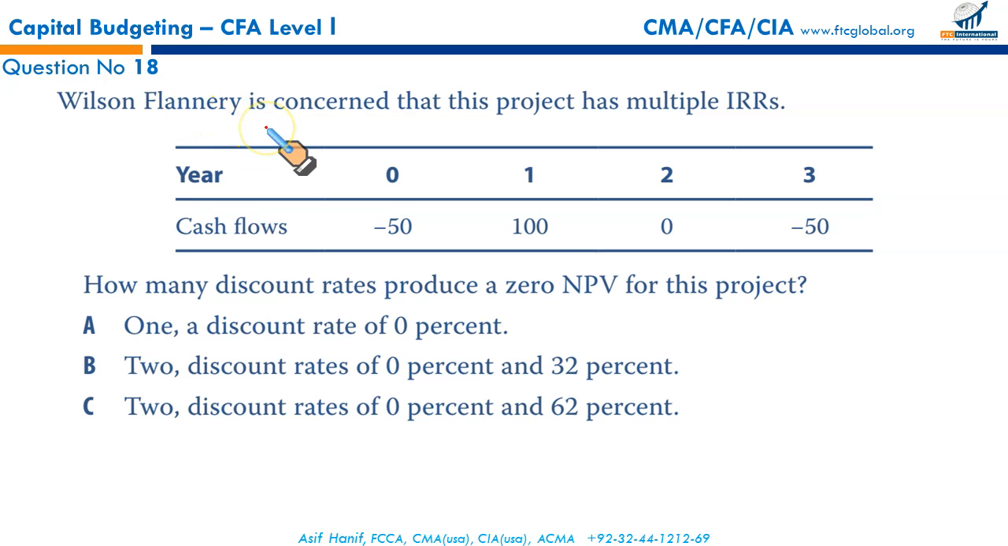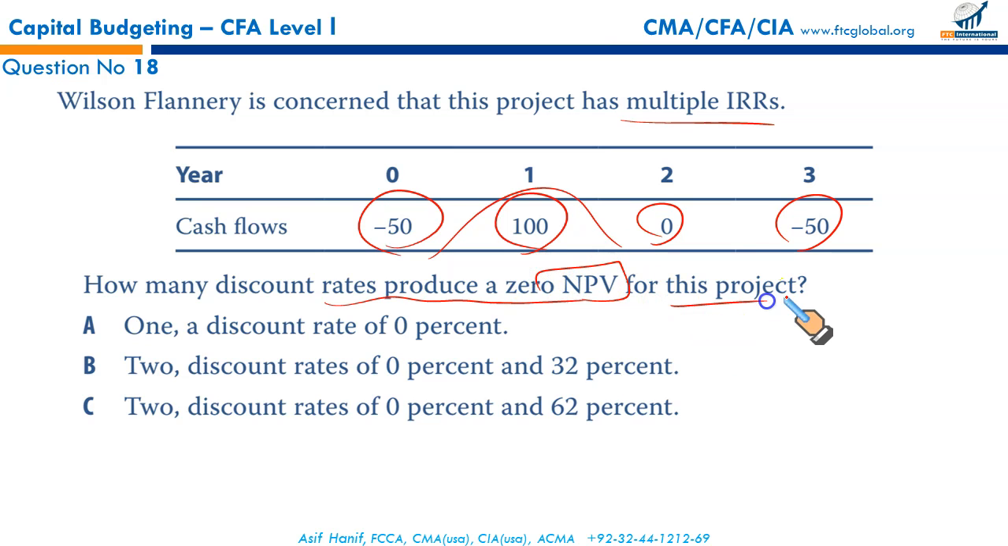Wilson Flannery is concerned that this project has multiple IRRs. Negative 150, 100, 0, negative 150. Cash flow is changing direction. This is a non-conventional project. How many discount rates produce 0 NPV for this project?